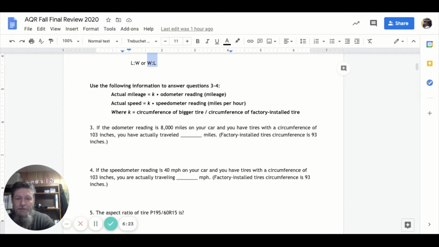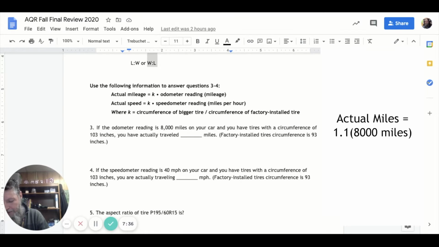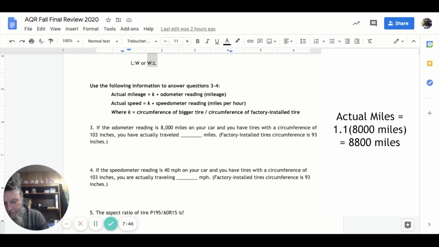So this actually is a really simple answer. So I'll show you real quick. We have K equals 103 over 93. Okay, so K is 103 divided by 93, which is 1.1. So if our actual miles equals K times reported miles, then the actual miles is 1.1 times 8,000, which was the miles that was reported. So all we have to do is multiply 8,000 times 1.1. And that gives us 8,800. So we're going to write that answer in. It's 8,800. That's what goes here.